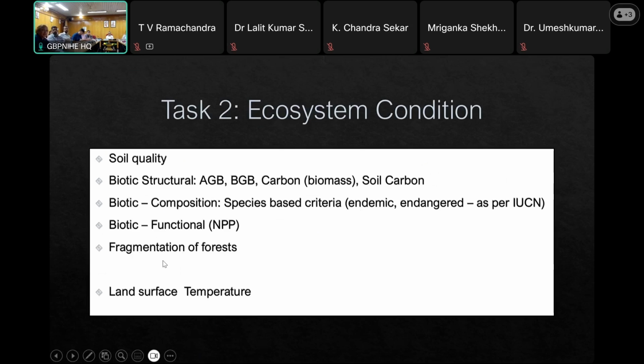Then the functional aspect of the biotic ecosystem is the NPP. Then we also did the fragmentation of the forest and the land surface temperature. For the first time for the globe, we said you have to include these two to understand the condition of the forest. Invasive species was not included in this. The government of India had the soil health data at a block level, and it helped us in assessing the soil also in this exercise.